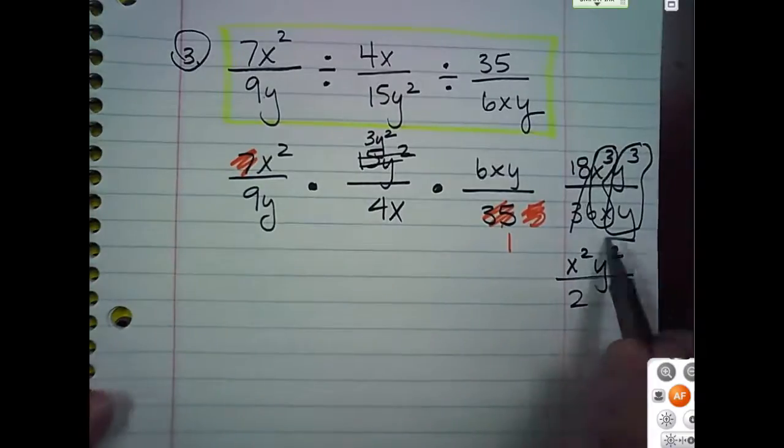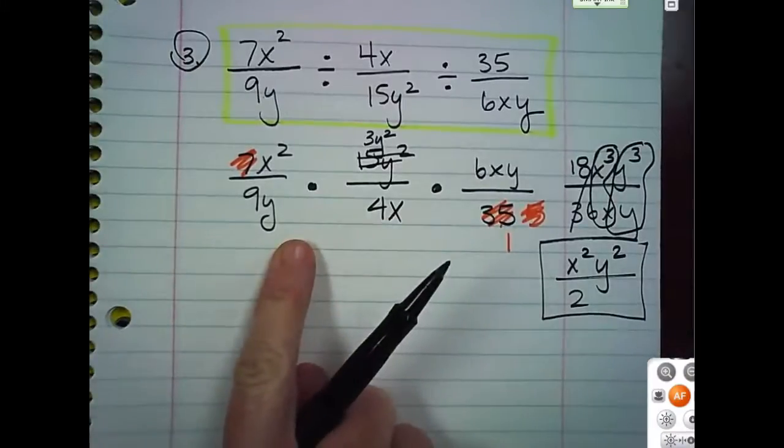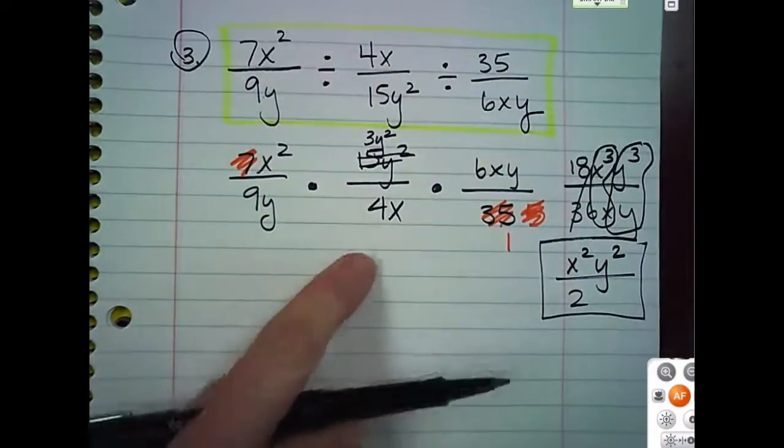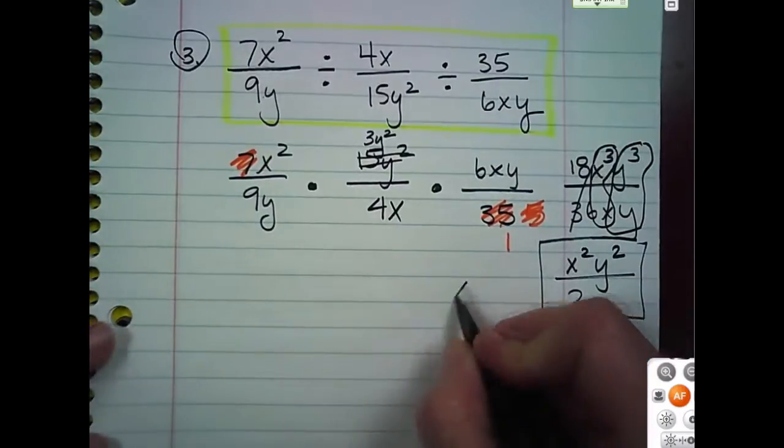Now let's deal with my restrictions. You're going to look right here. That's the other place. Do I look at my restrictions in my original problem, or here? You look here. So x can't be 0 and y can't be 0.